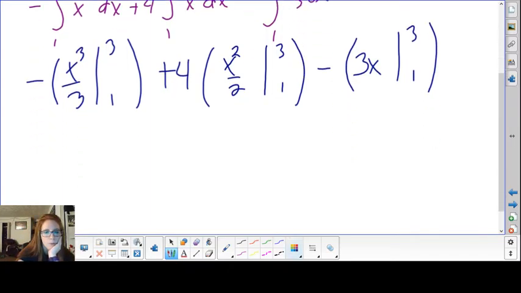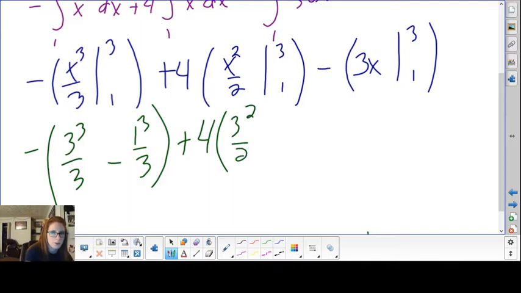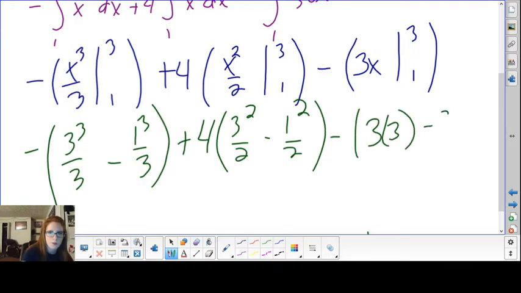So when I say evaluated, it means I'm trying to find what happens in the middle. When I find the integration from 1, it gives me all the way up until 1. When I find the integration until 3, it finds all the way to 3. I want in between them, so I end up subtracting them. So I have negative 3 cubed over 3 minus 1 cubed over 3, plus 4 times 3 squared over 2 minus 1 squared over 2, minus 3 times 3 minus 3 times 1.